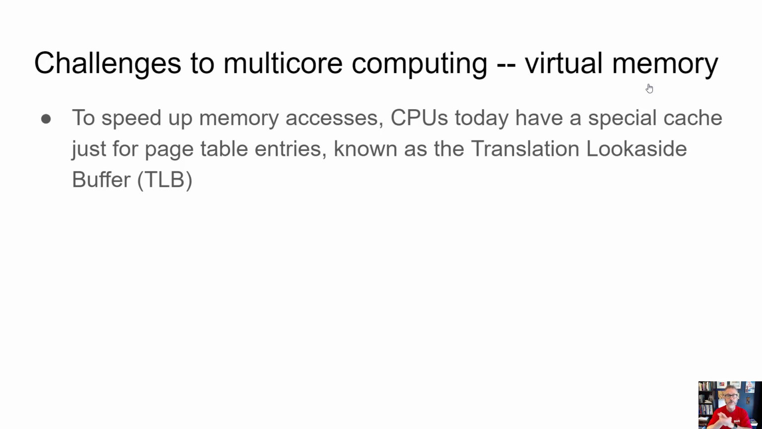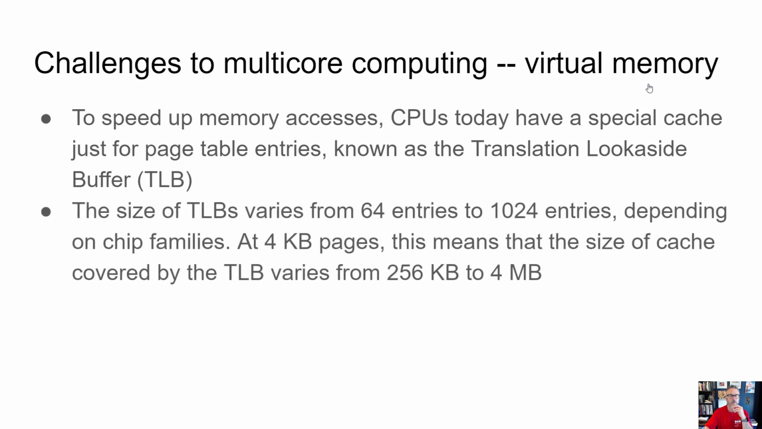So, to speed up memory accesses, CPUs today have a special cache just for page table entries, known for some reason, and I don't know why, as the translation look-aside buffer, or TLB. TLBs vary in size from 64 entries to 1024 entries, depending on the chip families. If you're having 4 kilobyte pages, that means that the size of cache covered by a TLB ranges from 256K to 4 megabytes of memory, which still isn't a lot, but at least we have a special spot dedicated to page table entries.